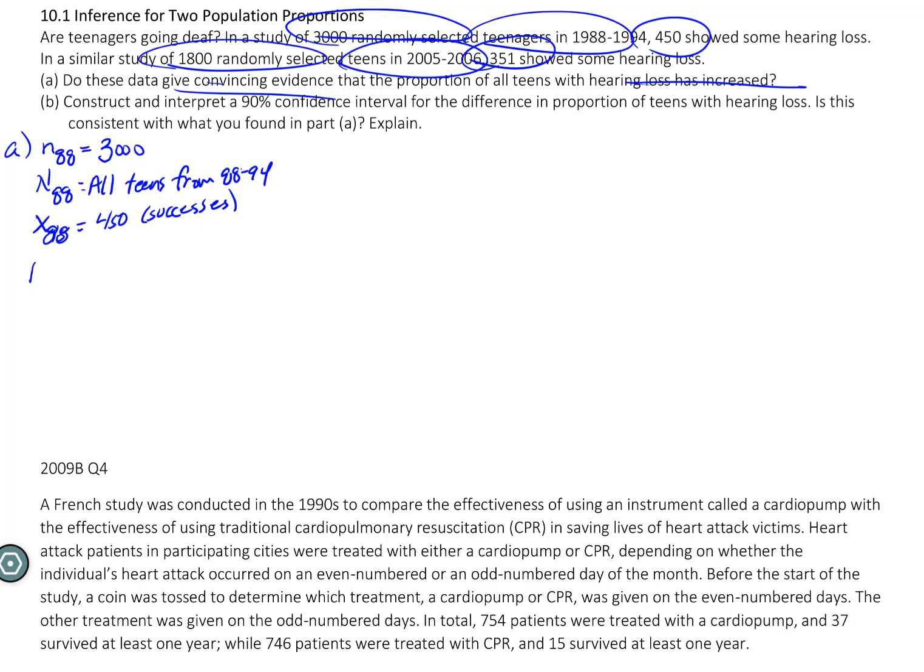Okay, and then if we want to, we can also write out a p hat, and that would be written out as 450 out of the 3,000. They are the ones that actually had some signs of hearing loss. So I need to make sure I provide that subscript as well. Okay, so the next thing I'm going to do is actually write out the same thing, but I'm going to do it for the other population I have, and you'll see the subscript that I use and how it makes sense.